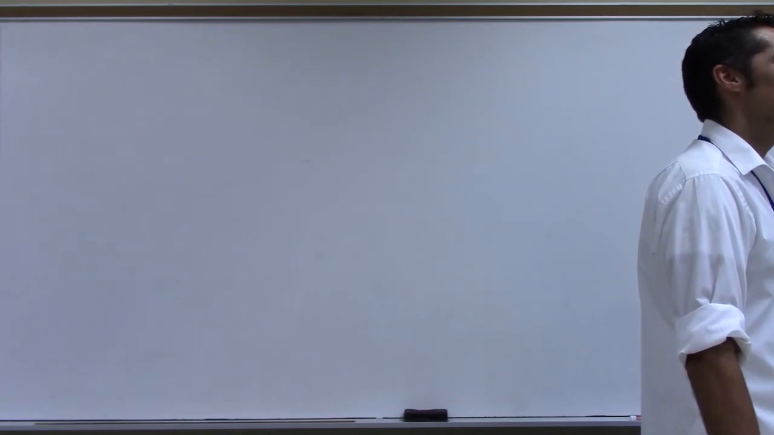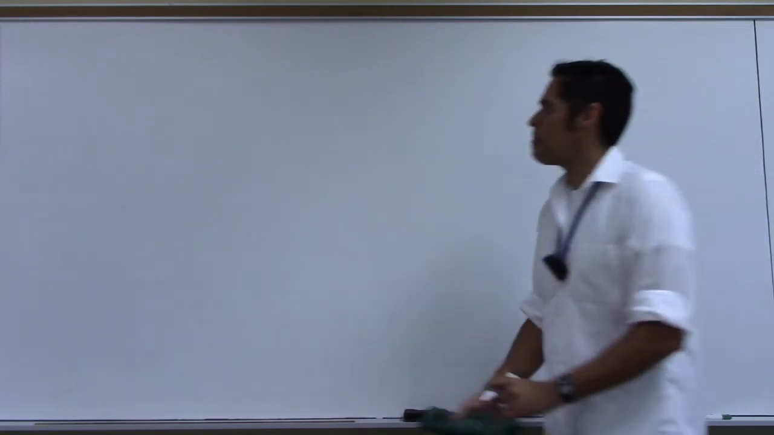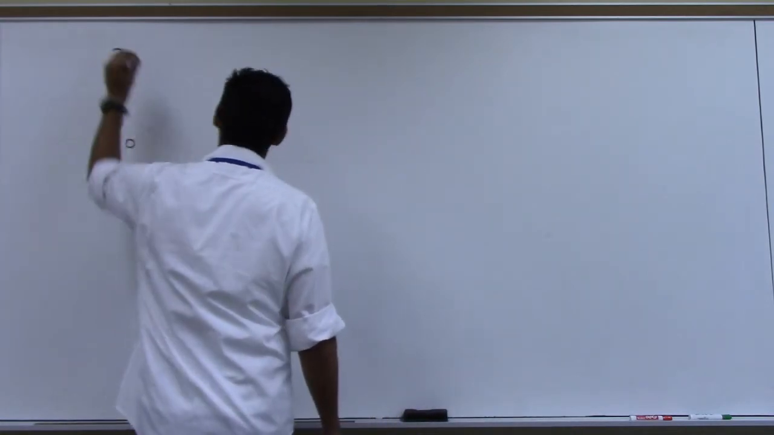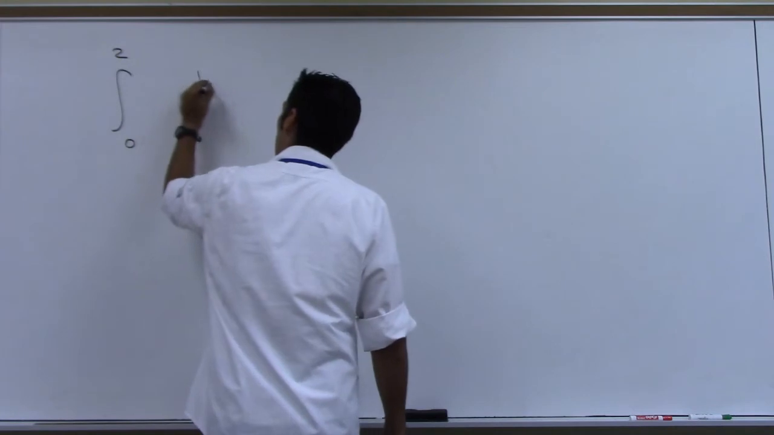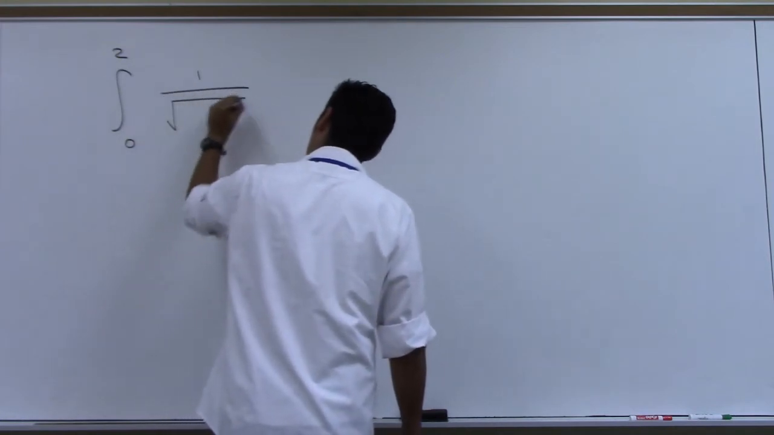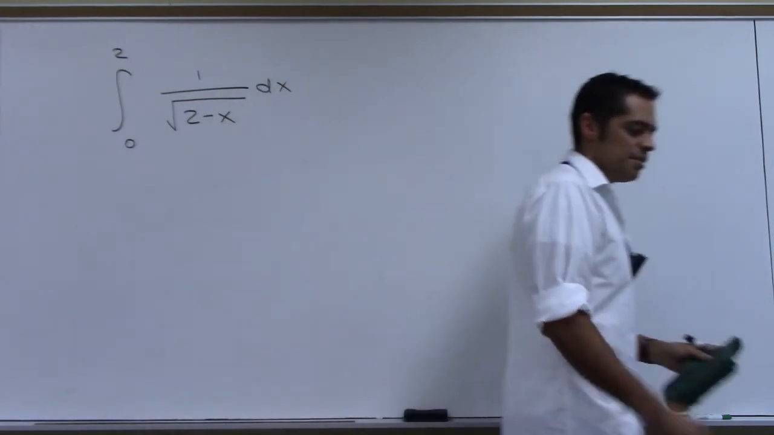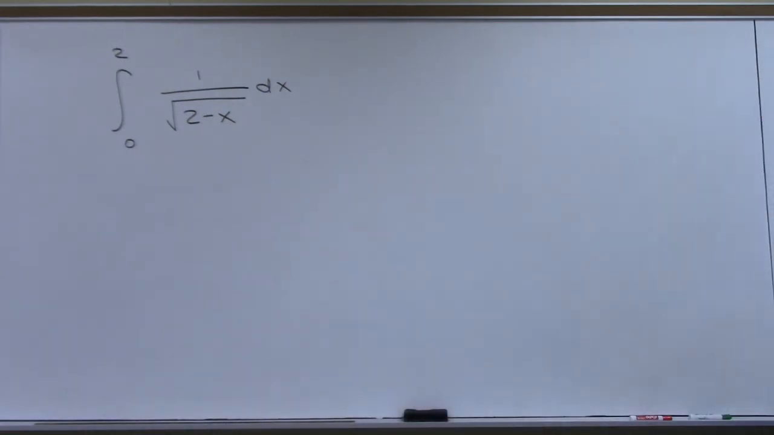All right, this one. Let's look at this one. What about the integral from 0 to 2 of 1 over the square root of 2 minus x dx? This is really a similar problem to what we just did.